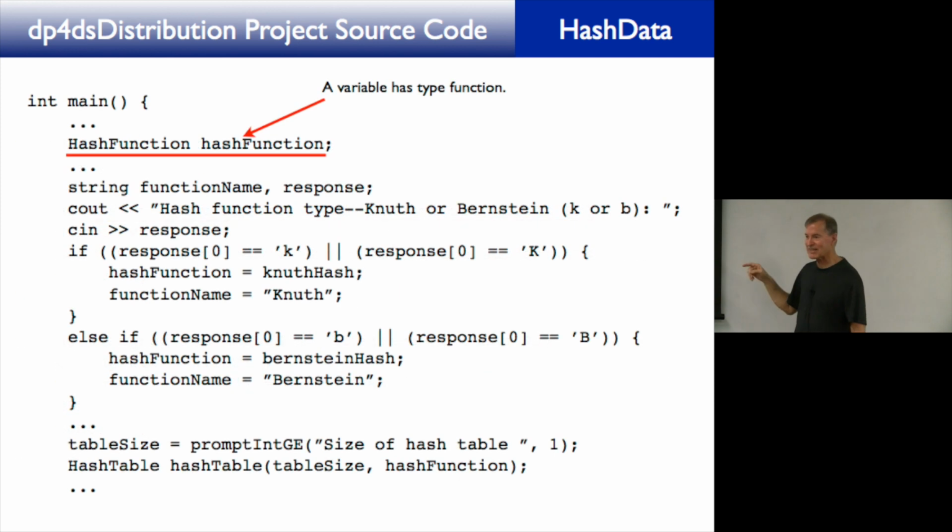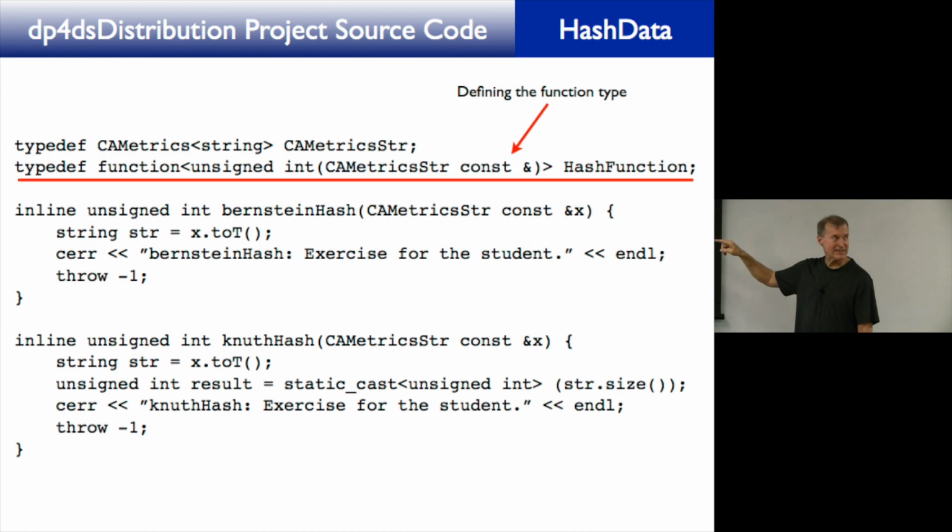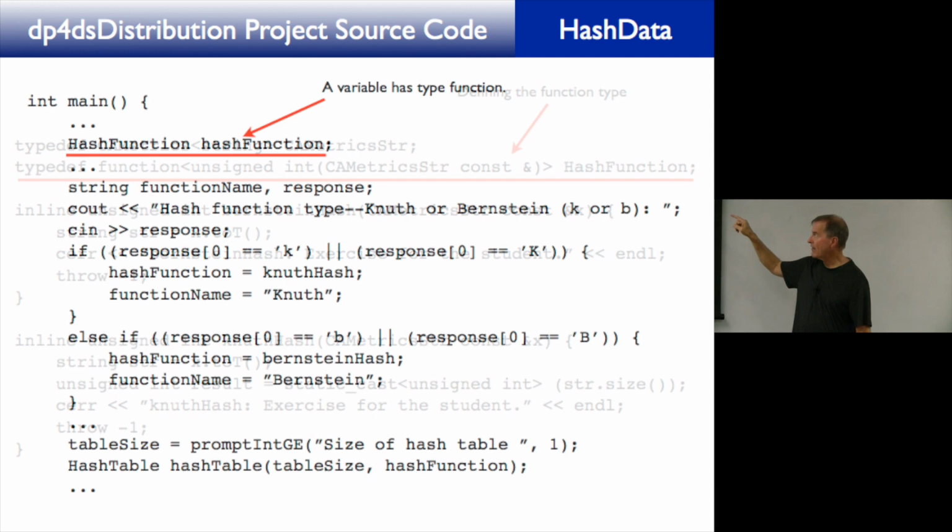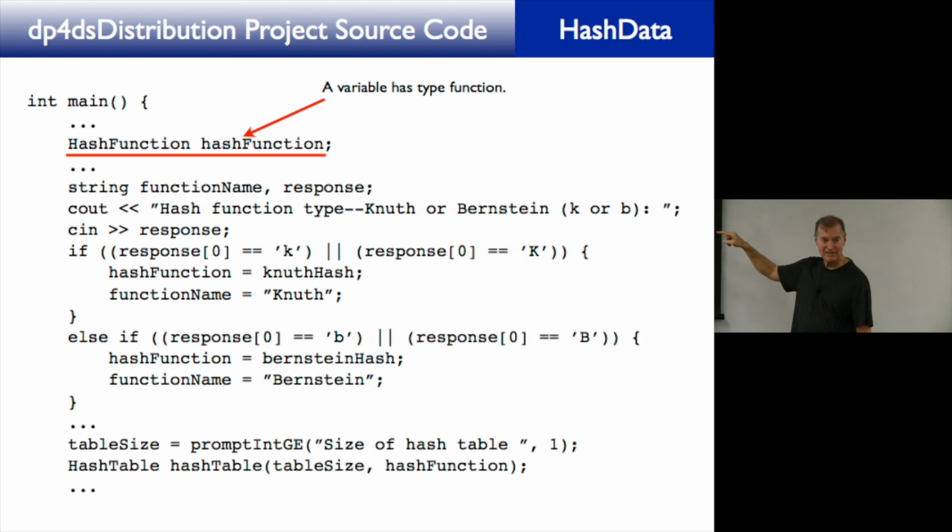Now check this out in the main program. We have int main, we have some statements, and now what do we have here at the top of the main program? We have capital H hash function, lowercase h hash function. What is that capital H? That is a type. It's a function type. And what is this saying? This is saying that lowercase h hash function, a variable, has type function. Are you with me? Does everybody see how that works? This is so cool.